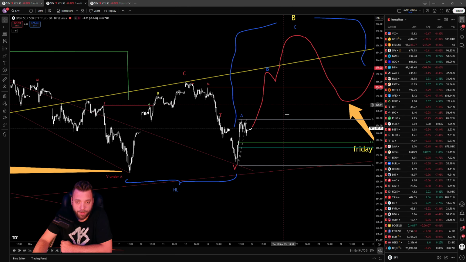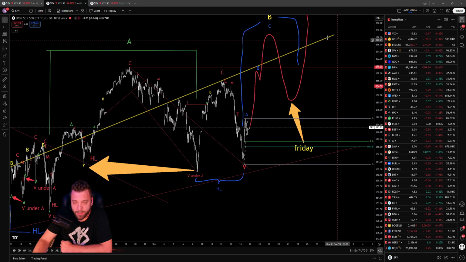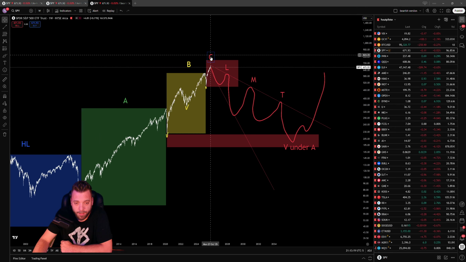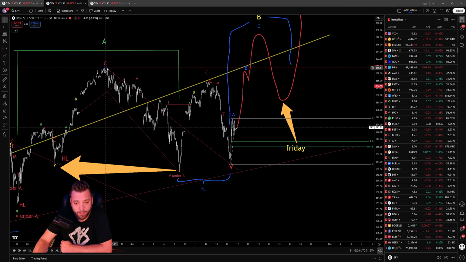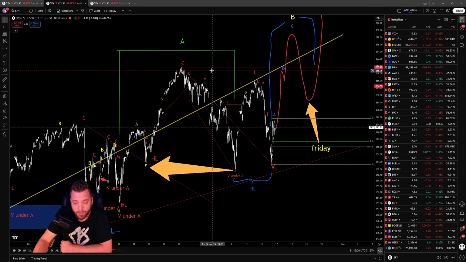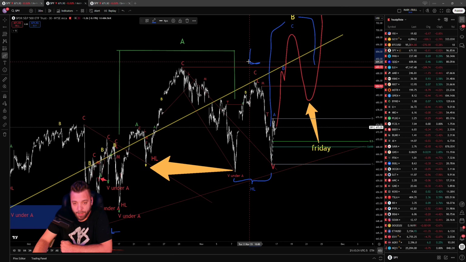The absolute bearish version, as I said, is just that we already got our top. This was already the top of the market, the big C. This was already a lower high or a lower peak, and from now on it goes down.